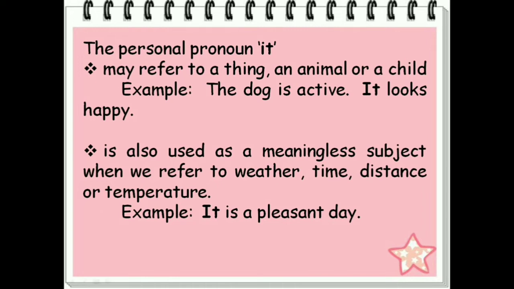Next, we will learn about the personal pronoun it. The personal pronoun it may refer to a thing, an animal or a child. For example, the dog is active. It looks happy. Here, it replaces the noun dog. And it is also used as a meaningless subject when we refer to weather, time, distance or temperature. Example, it is a pleasant day.